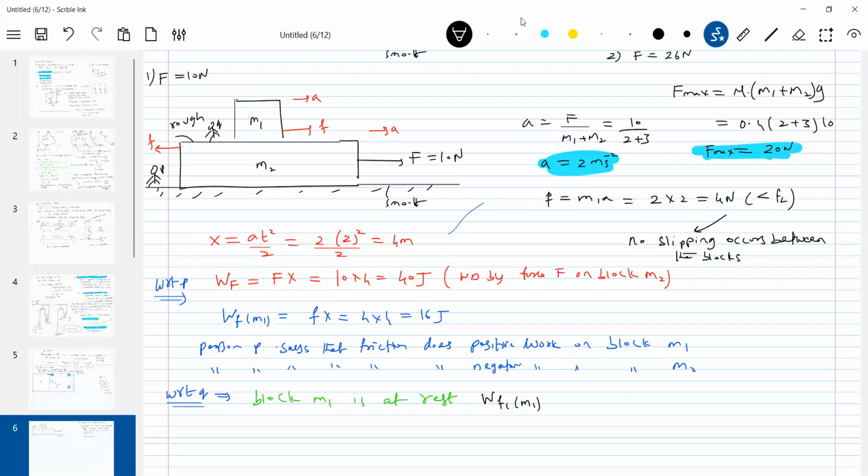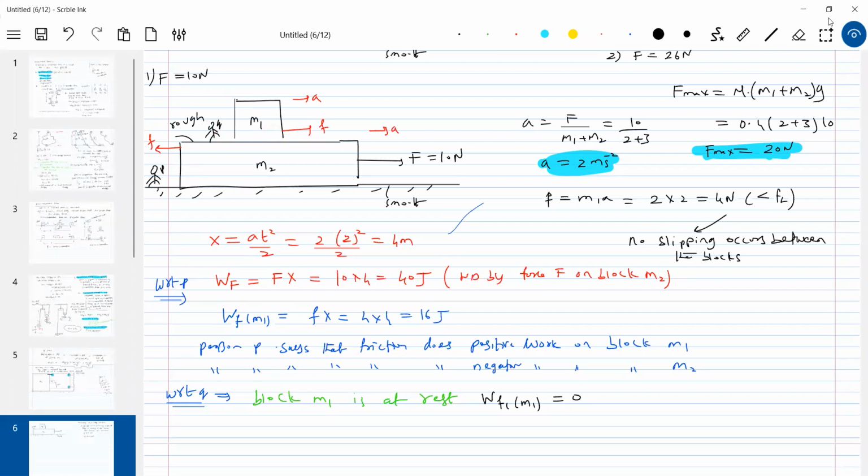Zero? Anybody? Why zero? Because there's no displacement of the point of application of force. With respect to ground, the friction is acting and there is displacement of the point of application of force. Person Q says friction is acting, but there's no displacement of the block. Block is at rest, so the work done by friction will be zero.